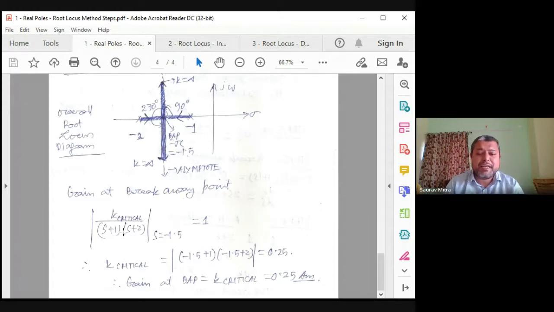But everything said and done, the root locus is getting confined in the left hand side of the S plane only, and the root locus is never crossing the j omega axis. That means this is an absolutely stable root locus plot.